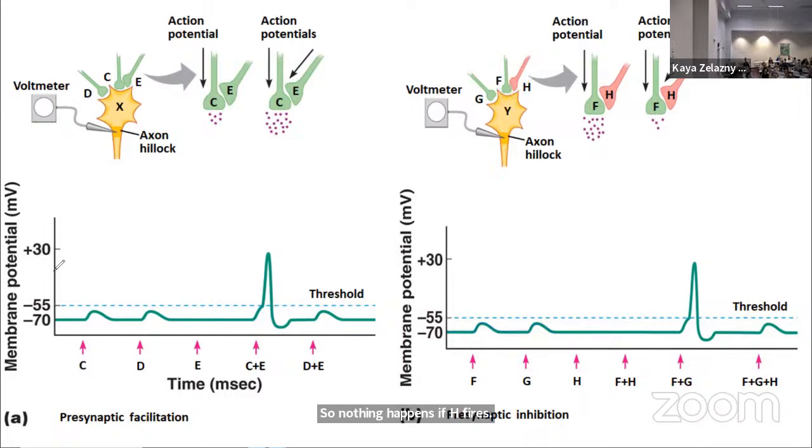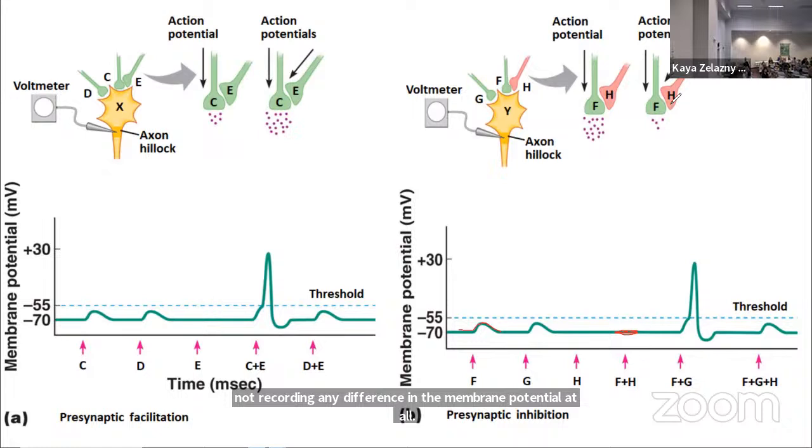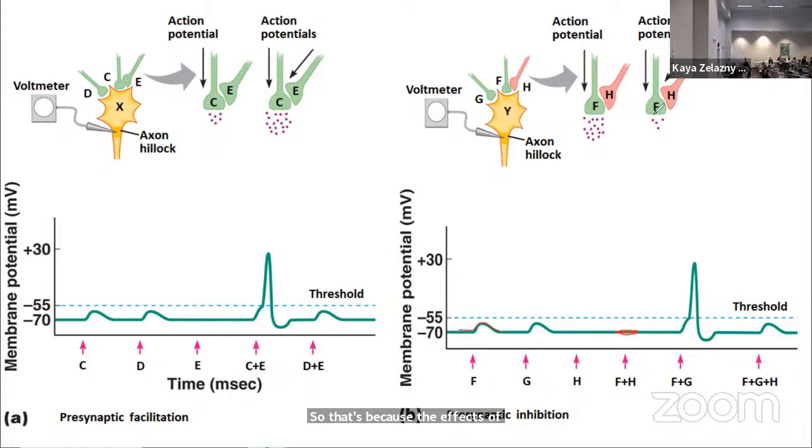Now, when we think about the inhibition part, when F and H fire together, usually F is a little bit depolarizing, right? So if F fired on its own, we saw a little bit of depolarization. So we saw an excitatory postsynaptic potential, not getting us to threshold, but going in that direction. But now when we have F and H firing at the same time, we're not recording any difference in the membrane potential at all, right? So that's because the effect of H on F was inhibition, right?